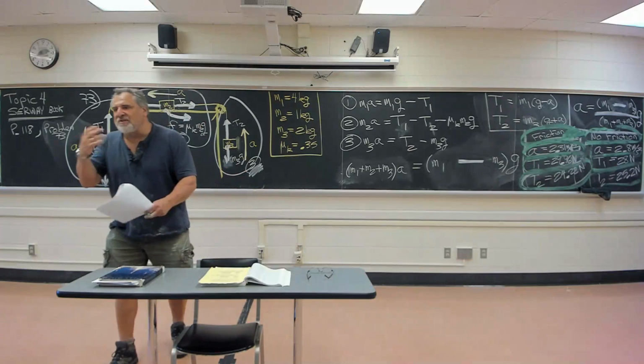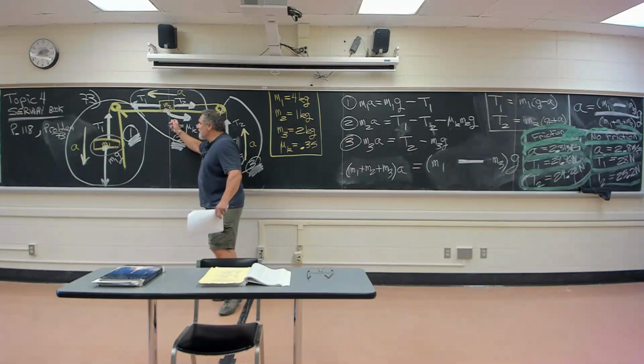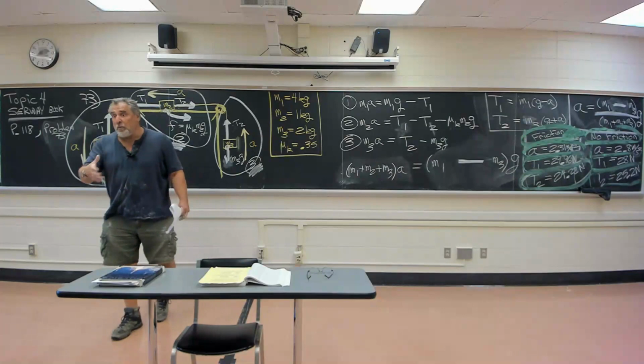Why isn't it resisting you as much? There's no friction in the non-friction scenario, so you're not getting pulled back. You're not getting the same pullback. So it makes sense that in the friction scenario, T1 is stronger. It makes sense.